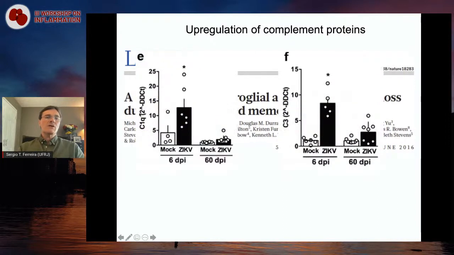And so we looked at complement in our mice that had been infected with Zika virus, and we looked at both C1q and C3, and we see that in mice infected with Zika virus, there is a very large increase in both proteins of the complement system here, suggesting that indeed microglia might be acting as phagocytic cells and eating up synapses in the brains of mice that were infected.